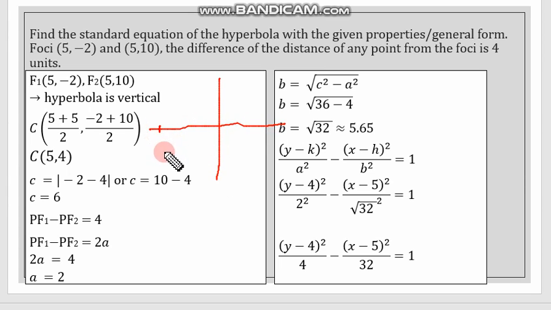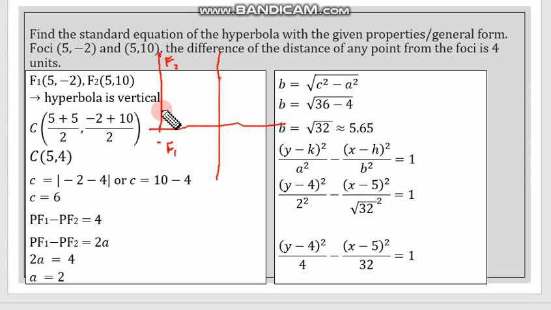So here is (5, -2). This is F1. And (5, 10) is F2. We can see that our foci are vertical. And if our foci are vertical, we also expect that the line segment from vertex 1 to vertex 2 is also vertical. Therefore, this hyperbola is vertical.